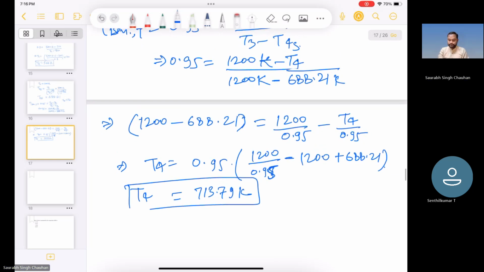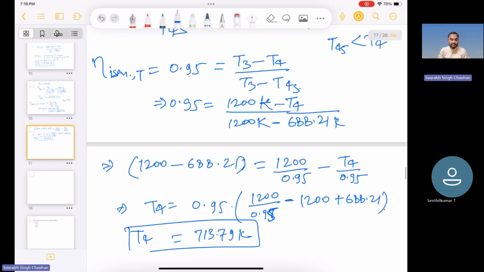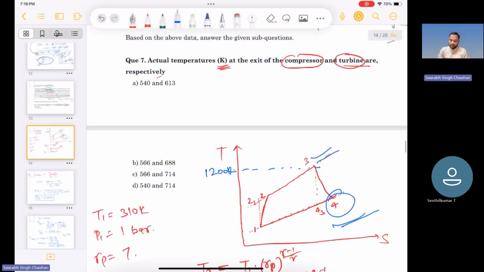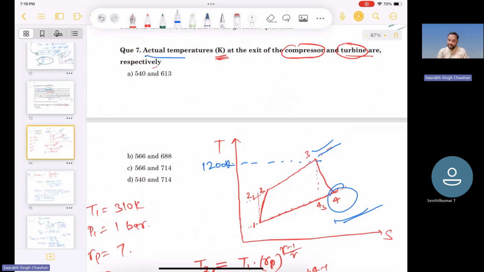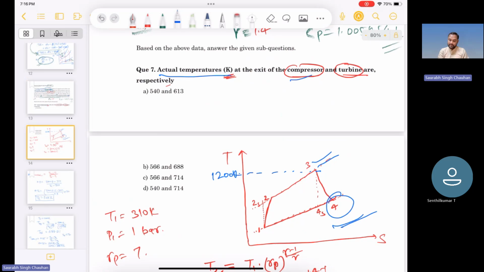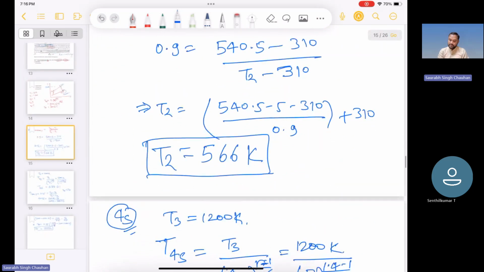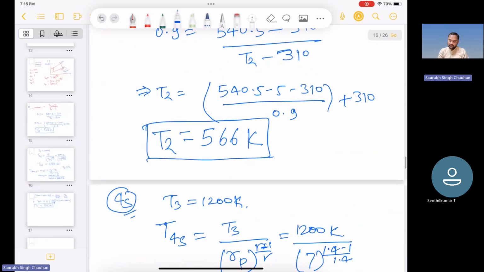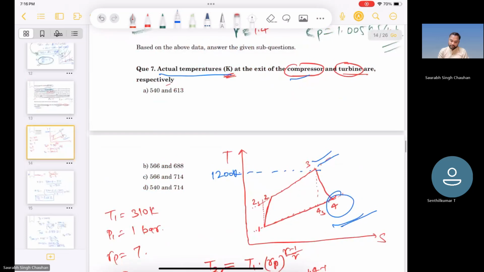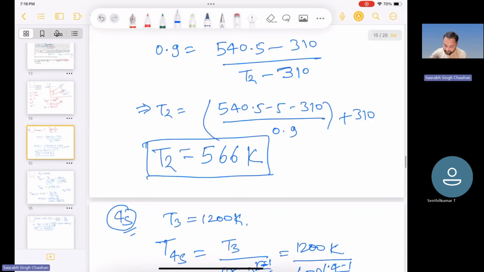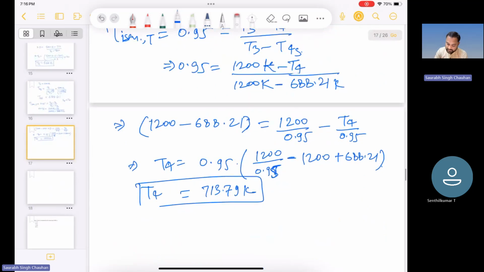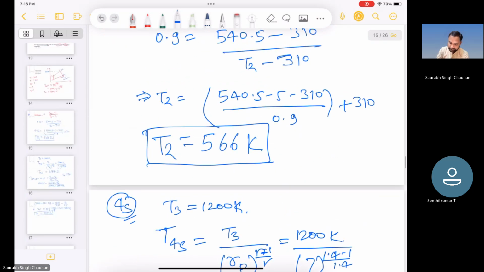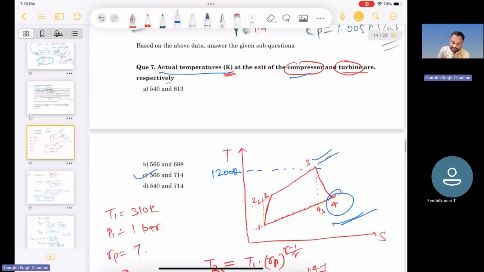So we got the T4. And yes, this is what we were supposed to find. We were asked to find the actual temperature at the exit of compressor and exit of turbine. So at the exit of compressor, it is T2, this is 566, and at the exit of turbine, it is 713, approximately equal to 714 Kelvin, right? So option C is correct option, right?